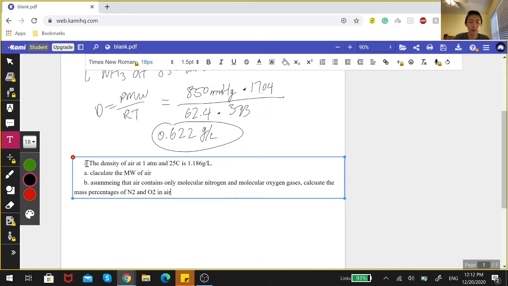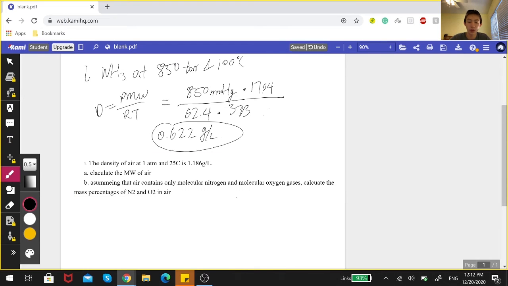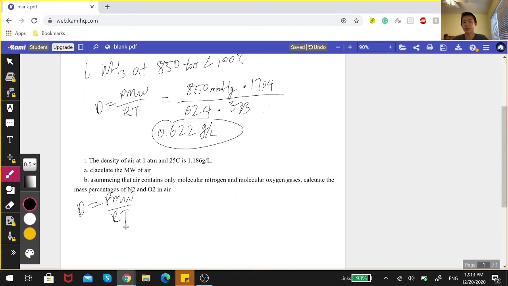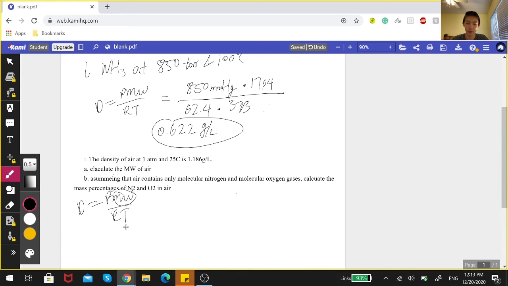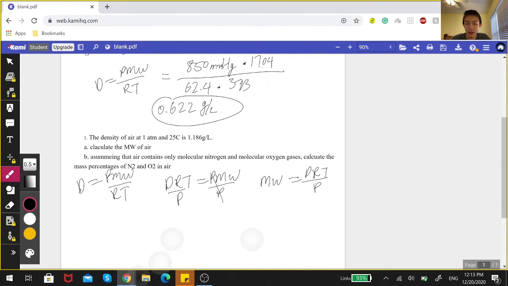So this is a two-step problem, and first let's use our formula. We have D is equal to P MW over RT. Now let's put MW onto one side, and that is what we're looking for. So multiply both sides by RT, we get DRT is equal to P MW. And then we divide both sides by P to get MW, molecular weight, is equal to DRT divided by P. Now let's plug the numbers in.